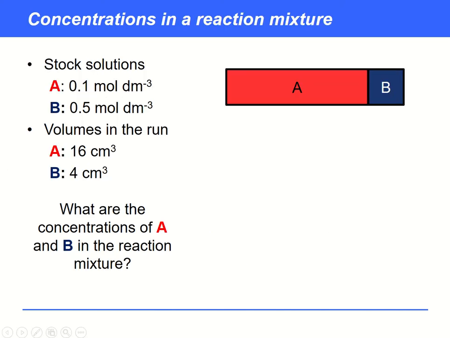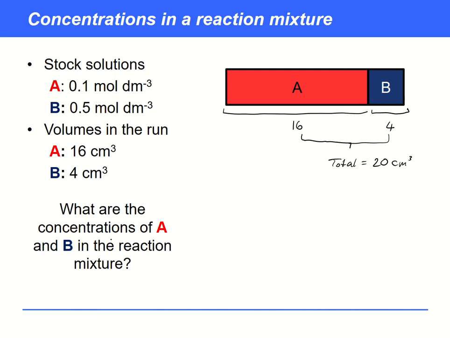So let's have a go at actually trying to do some of these calculations. So here, a situation we have some stock solutions of A and B with these concentrations, and we want to do in our first run 16 centimeters cubed of A and 4 of B. And I've depicted this situation here. We've got 16 of A, it's here, 16, and B is only 4. And so the total is 20 centimeters cubed for the solution.